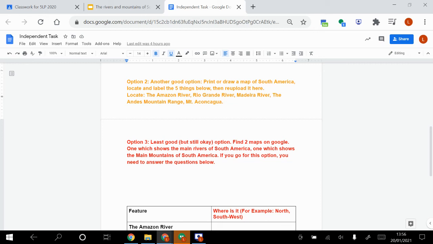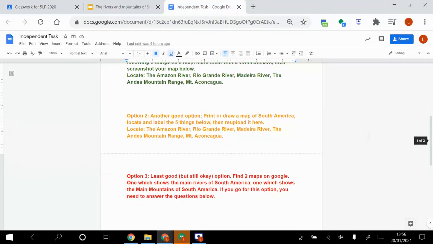What I would like you to do is print or draw a map of South America and label those 5 points on it: the Amazon River, the Rio Grande, the Madeira, the Andes Mountain Range, and Mount Aconcagua. If, of course, you have access to a printer, you might want to print a sort of blank template. You can just Google and then print one out. You'll label them using pen and pencil, take a photograph and upload it to this doc, or upload it as a separate attachment via PDF, which I know some of you have done. So those are the 2 best options.